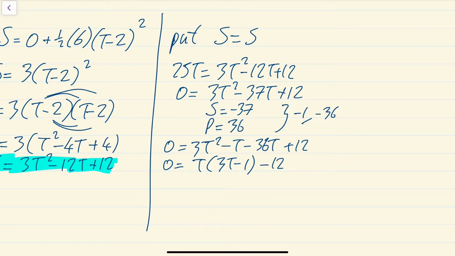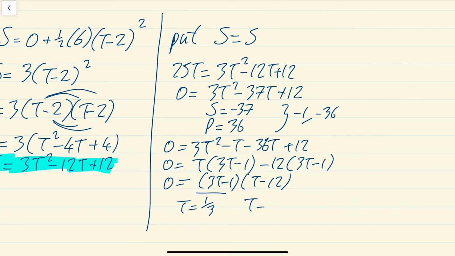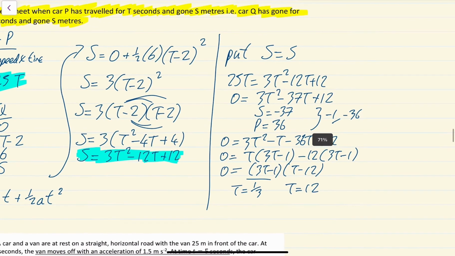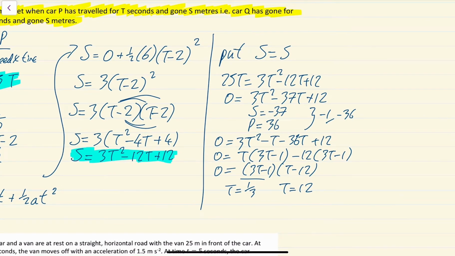Take minus 12 outside of the bracket, which leaves you 3t minus 1. I have the same common bracket, 3t minus 1, and t minus 12, which means solve this one, you'll get t is equal to 1/3, and solve this one, you'll get t is equal to 12. Okay, now, one of these is not going to be valid, and this one is not valid.